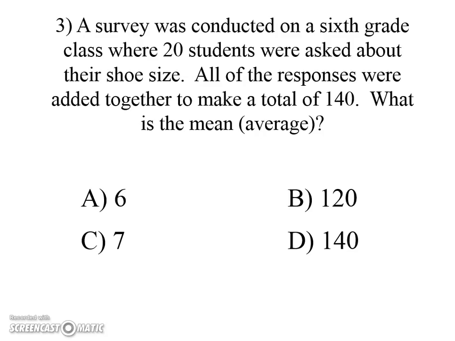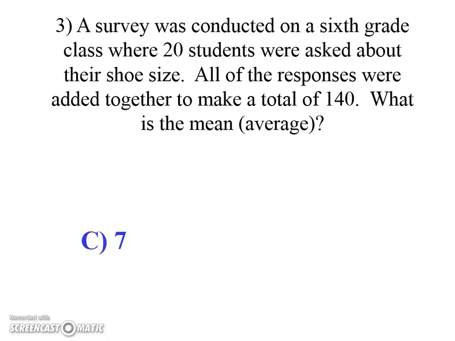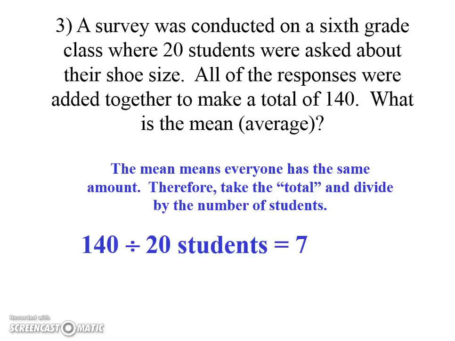Pause the video and try this one. The answer here is 7. Now, notice, you didn't have all 20 data items. But if I know what that all sums to, which is 140, and I know there were 20, all I would need to do is take that 140 and divide it by 20. So with this problem, one of the steps was eliminated for you.